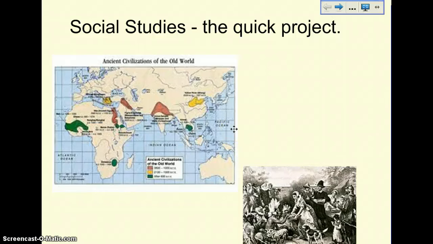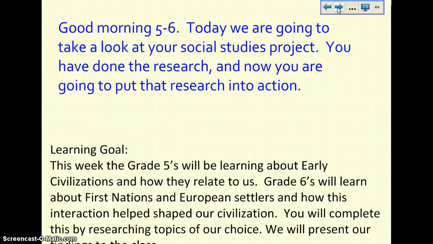Alright, this lesson is called Social Studies, the Quick Project. It's about the First Nations and European settlers for the grade 6s and the early civilizations for the grade 5s. So let's get started. Good morning, 5-6. Today we're going to take a look at your social studies project. You've done the research, and now you're going to put that research into action.